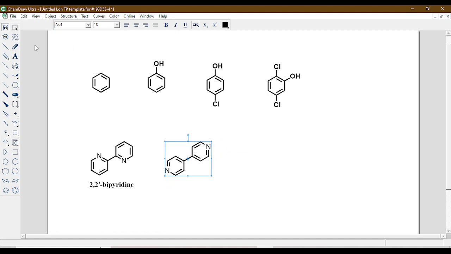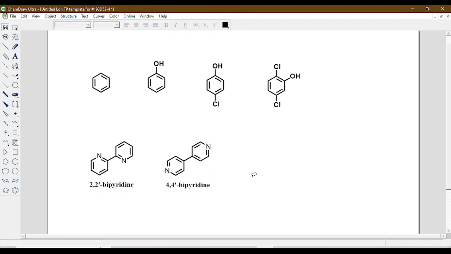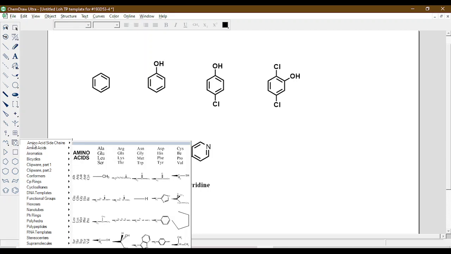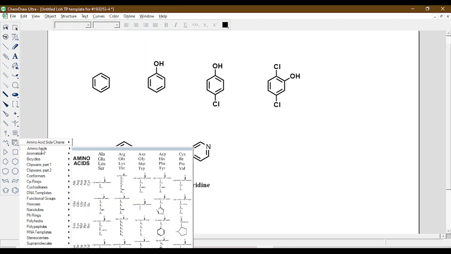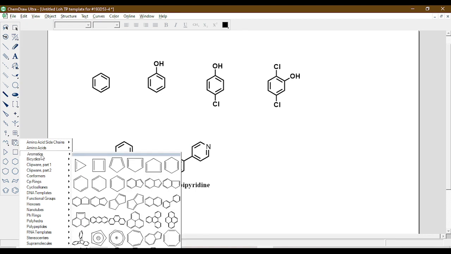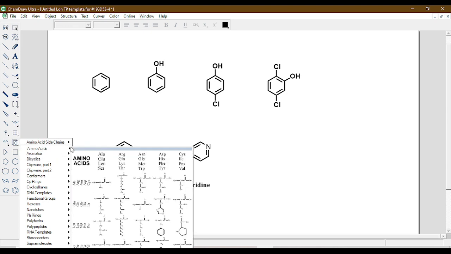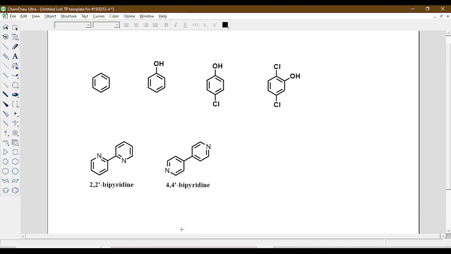Suppose you want to have a name below the structure, you go here, select structure, come to convert structure to name. Yes. So similarly, it can produce a lot, and there are also a few templates available. When you go here, you have amino acid side chains, amino acids, aromatic rings, bicyclic rings. Let's choose one amino acid, and I am going to just hold the cursor there and then come here. So I have selected this amino acid. I'm going to just click. So there comes the amino acid.